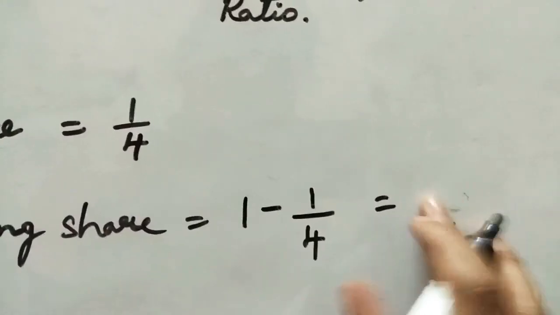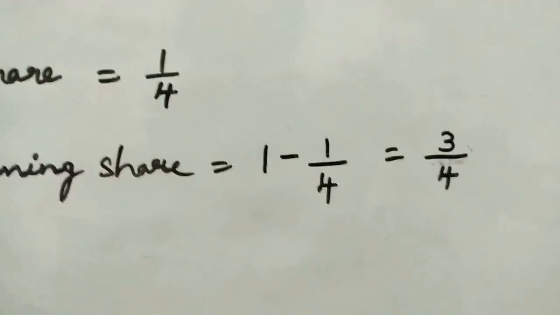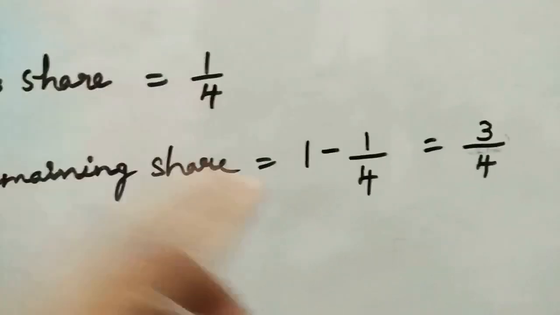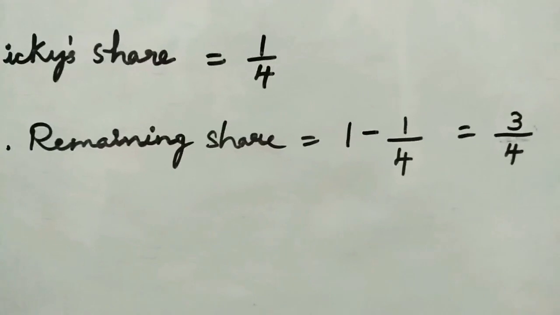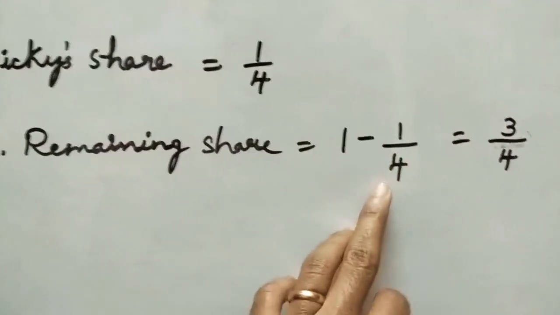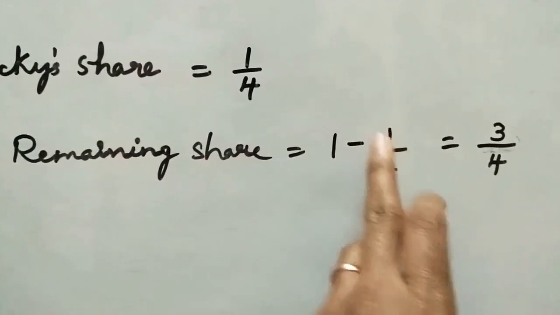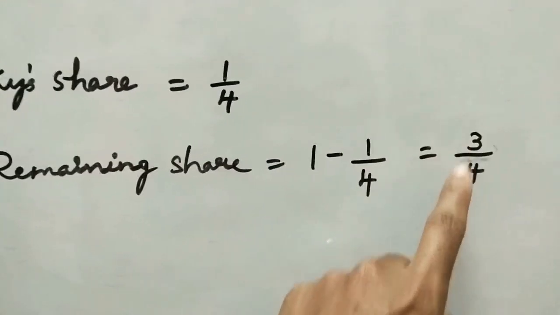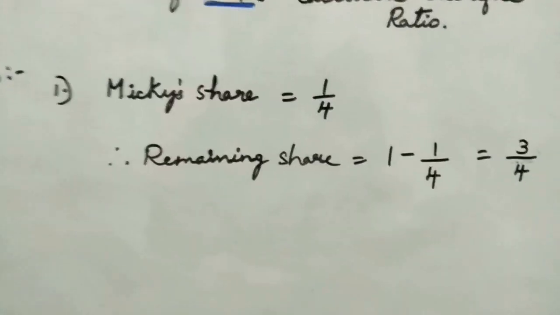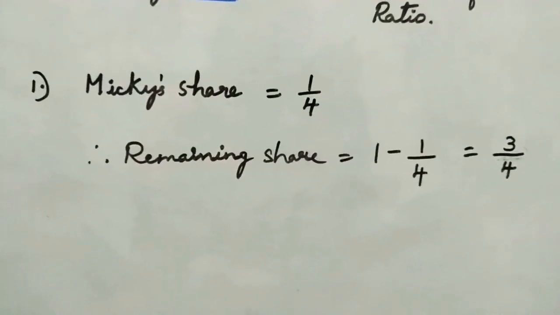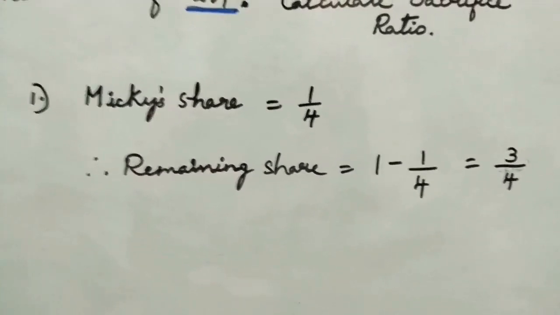So let me write it neatly. 3/4. Always a simple calculation. If not, you have to go with the LCM calculation. So it's better 1 minus 1/4. We just take a simple calculation from 4. If 1 has been given, so remaining is 3 out of 4. So the remaining share is 3/4. So we have found the first step of calculation. Next we are going to go for new profit sharing ratio.